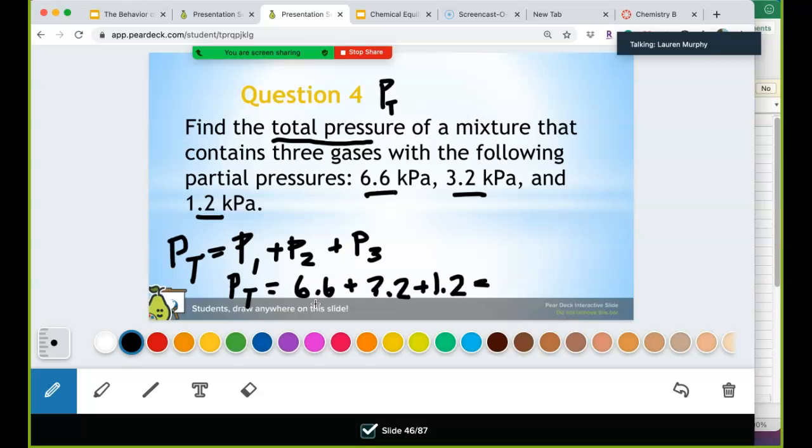Now, sig figs, because we're adding, you follow the decimal place. Tenths, tenths, tenths. So your answer should go to the tenths. So 6.6 plus 3.2 plus 1.2. Ooh, it is 11, but you have to have a tenth spot holder, so you put 11.0. And then the units are kPa, kilopascal.